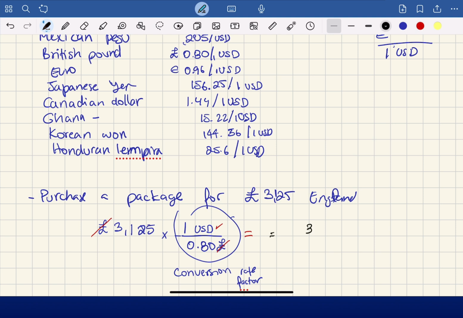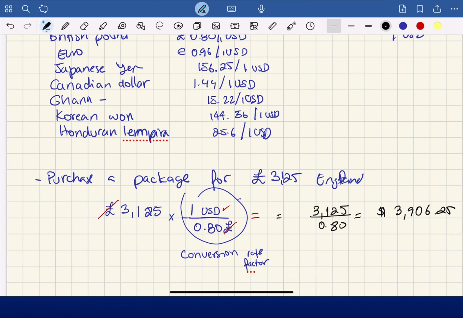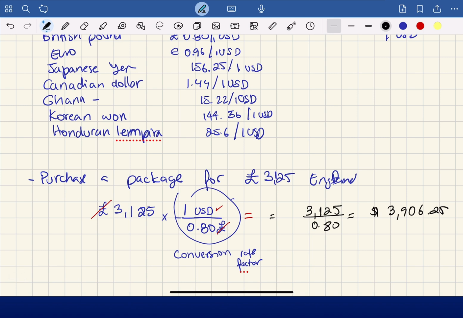When I multiply fractions, we multiply across. So this is equivalent to 3,125 times 1, which is 3,125, over 0.8. If we put this in our calculator, hopefully you have your calculator handy next to you, this is equivalent to $3,906.25. So what you would expect to see as the transaction on your credit card in US dollars is not 3,125, but more likely $3,906.25 in US dollars.